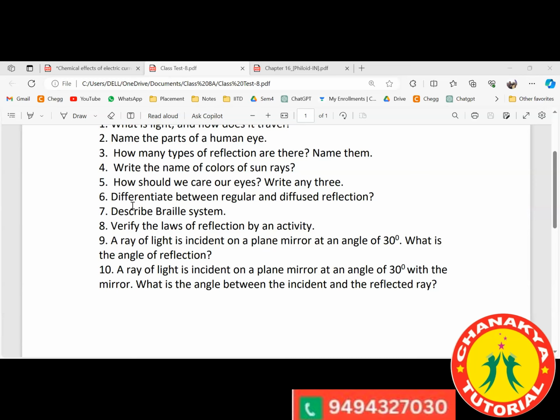The fourth question: write the names of the colors of sun rays. Sir, it will be VIBGYOR, right? Very good. Sir, when the sun comes in contact with rain, it forms the seven colors, right? Very good. The light coming from the sun is white light, and white light is always split into seven colors, the VIBGYOR. Sir, but the colors of the sun, red, yellow, and orange, like the primary ones? That is red, orange, and yellow.